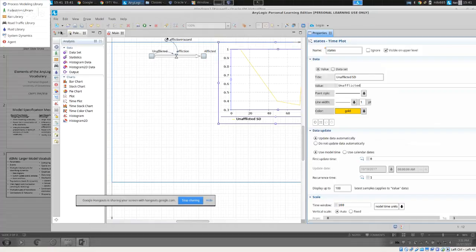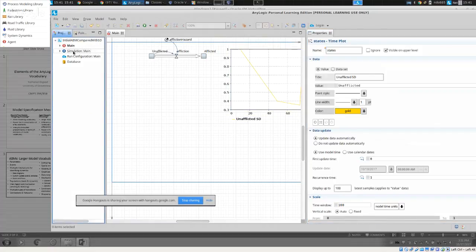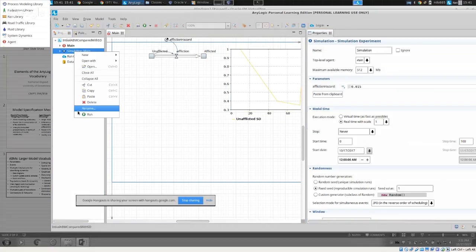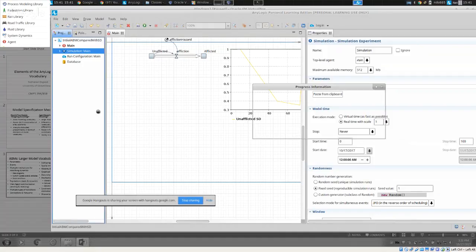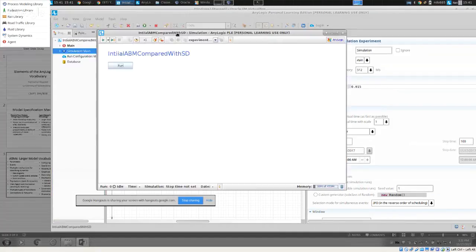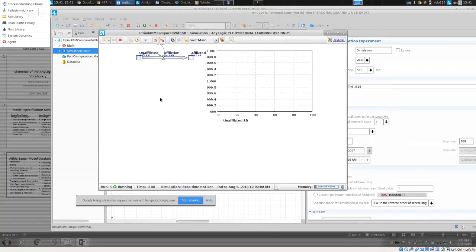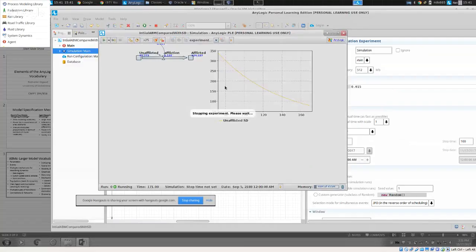So let's run this model. What should I see in this graph? It will decrease like a what? Will it decrease linearly? No, it'll decrease like a what? Negative exponential, ladies and gentlemen.